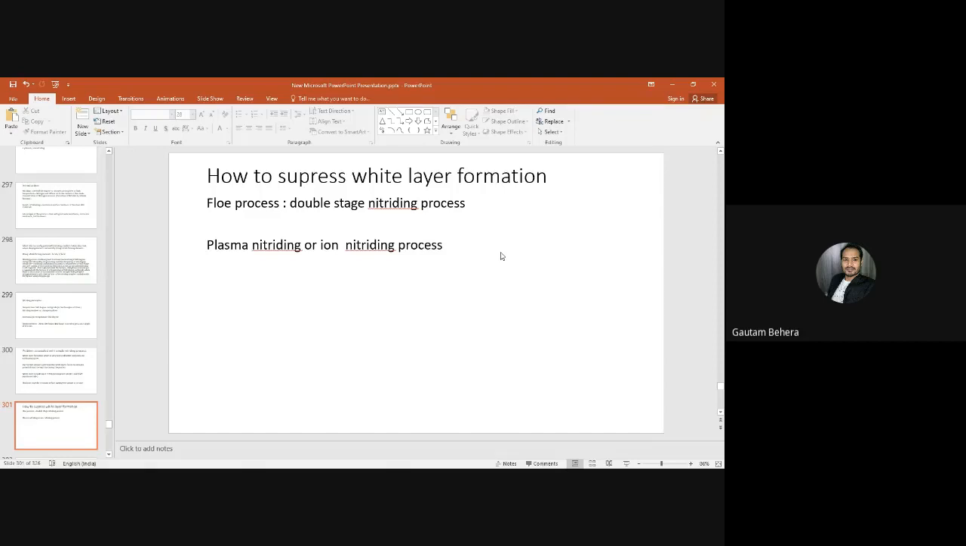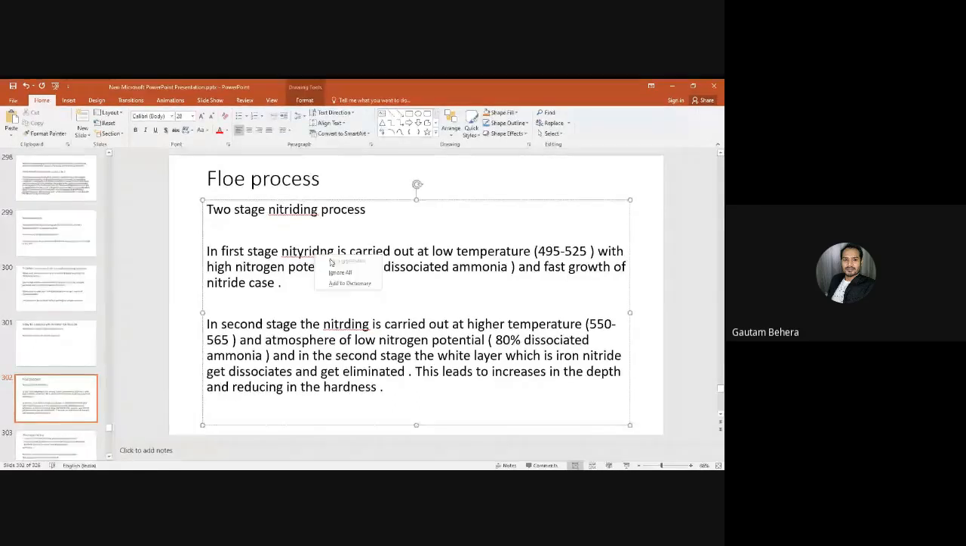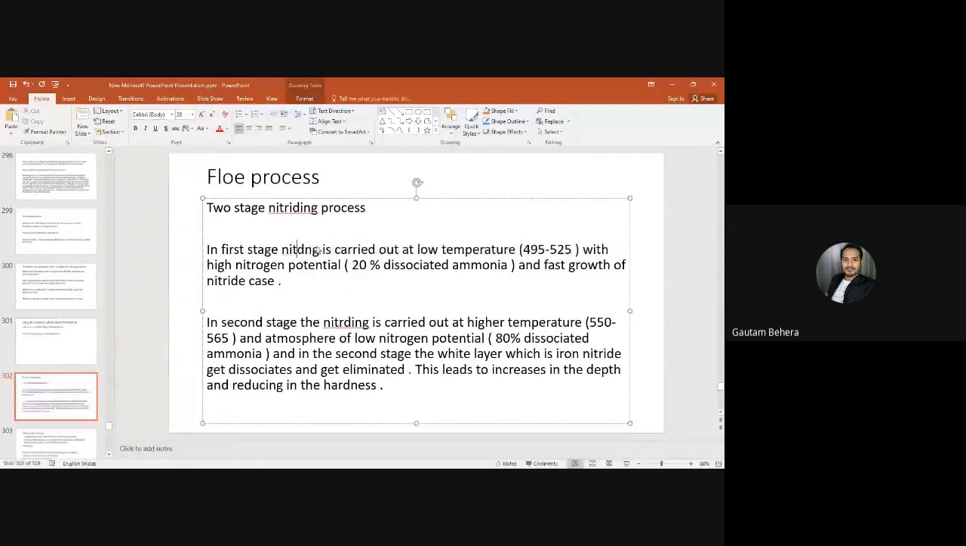Okay, let me show you the slides. You can get the answer from here. So two-stage nitriding, which is a flow process. You can see in the first stage nitriding, which is carried out at low temperature. You can see the temperature is 495 to 525 degrees centigrade.